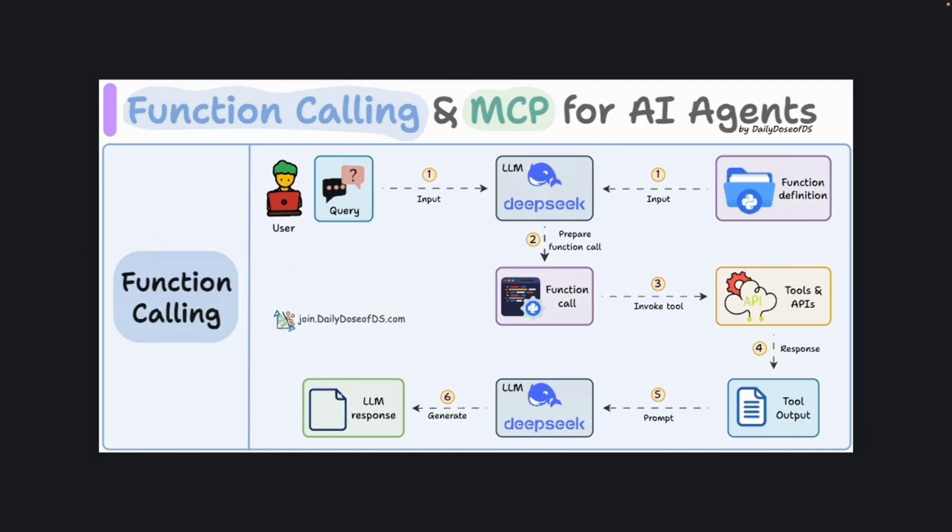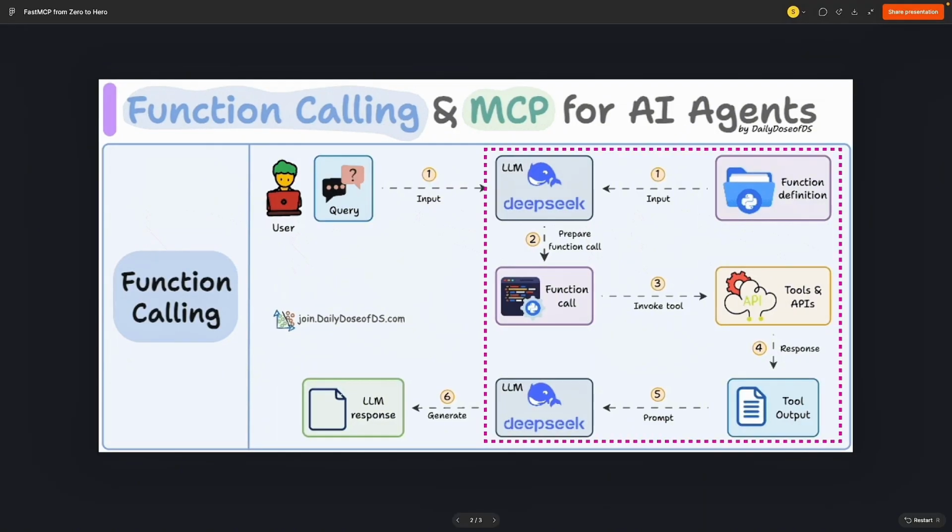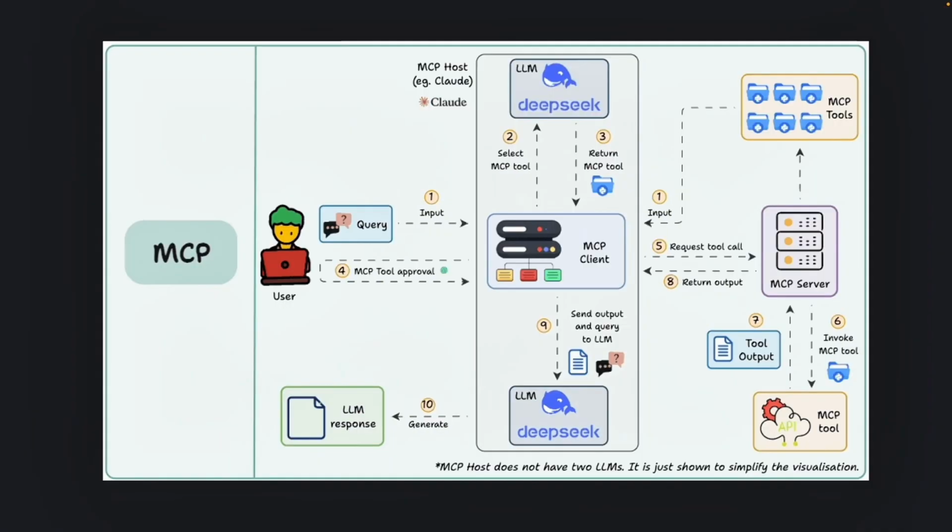While function calling is powerful, it often requires custom code for every new tool, API, or authentication method, and can become complex as you scale. This is where MCP comes in. MCP standardizes how tools are defined and accessed by LLMs.